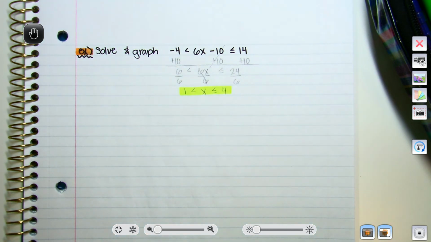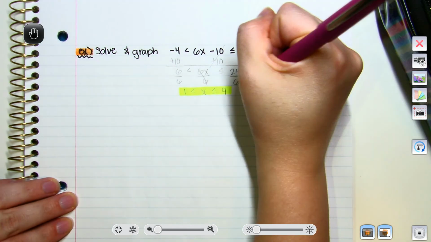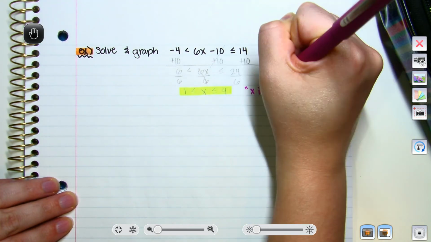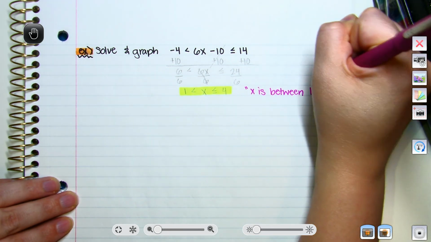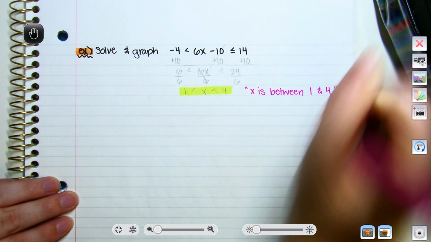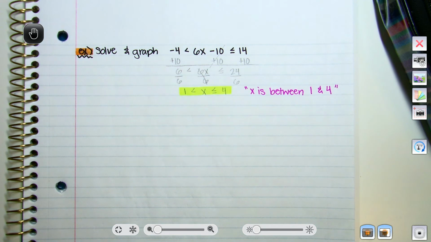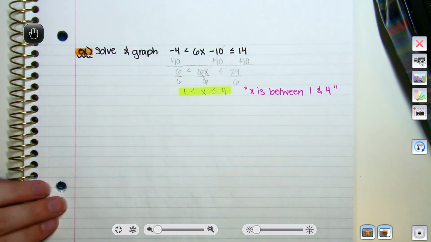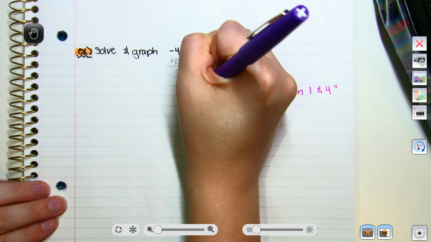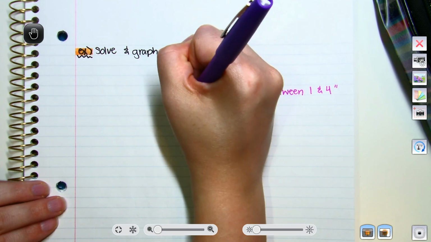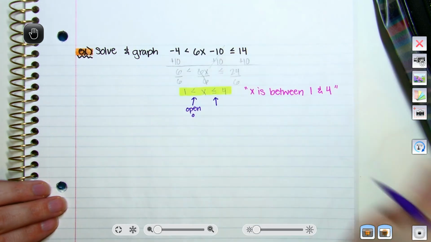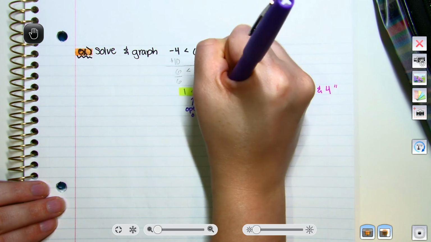Now the way we read this is x is between 1 and 4. That's what that means when we look at it. And when we graph this, we're going to have 2 circles instead of 1. This one is going to be open. This one is going to be closed.